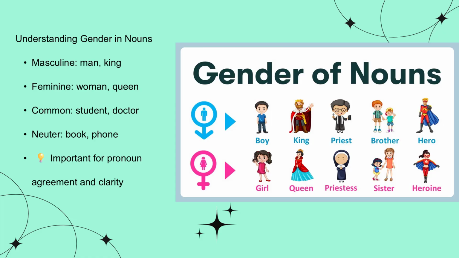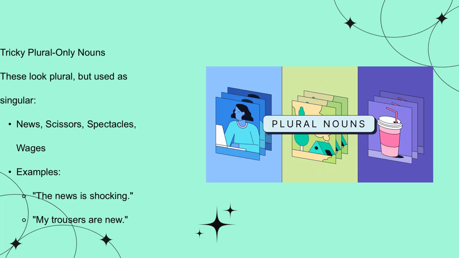Understanding gender in nouns. Nouns are also categorized by gender, masculine, feminine, common, and neuter. King and queen are clear examples of masculine and feminine. Now, tricky plural-only nouns. Some nouns look plural but are treated as singular, like news or wages. For instance, we say the news is important, not are. Others like scissors or trousers always appear plural. It's important to know these exceptions, they trip up even fluent speakers. Focus on usage patterns for correct application.